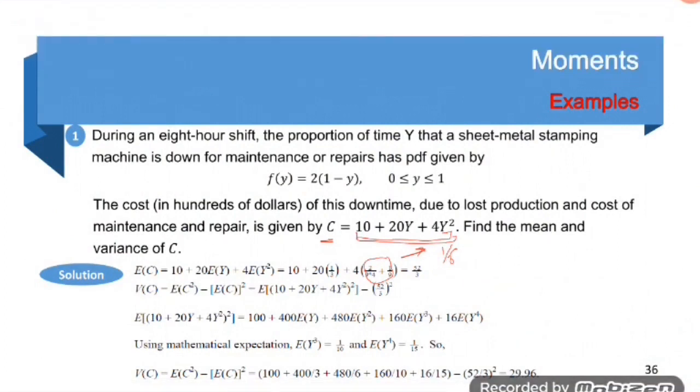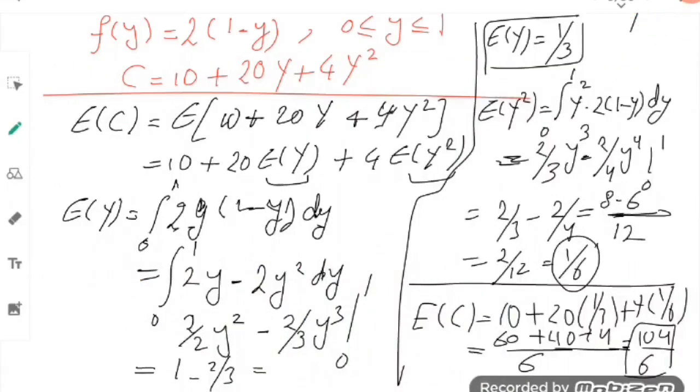We can simplify the expected value of x by 52 divided by 3. So if we simplify this fraction, this will be 52 divided by 3. And now move to find the variance of C.